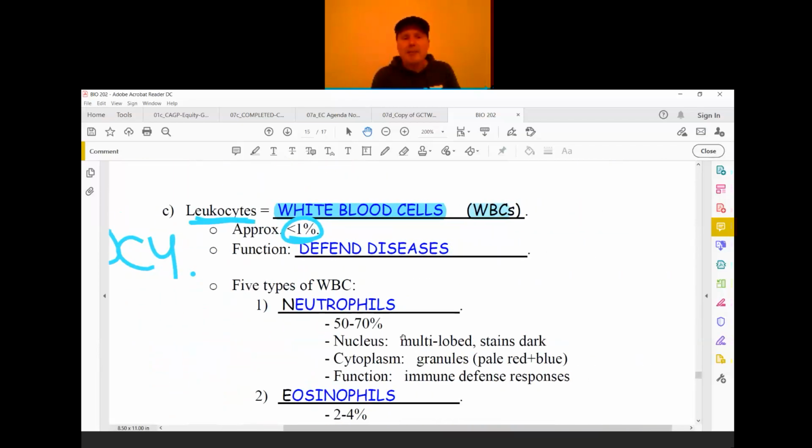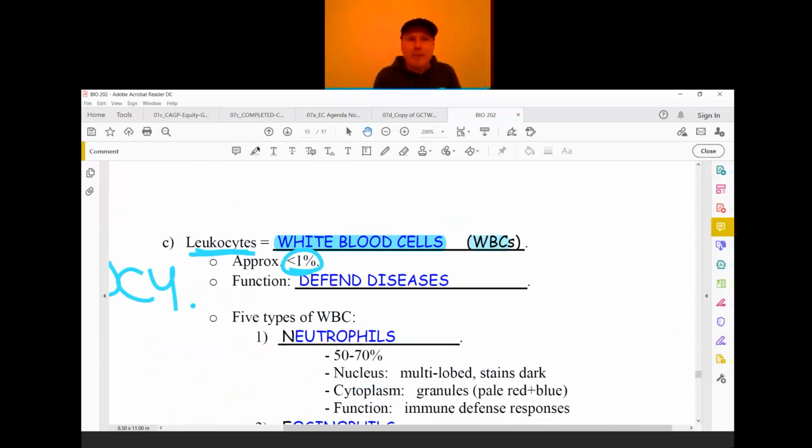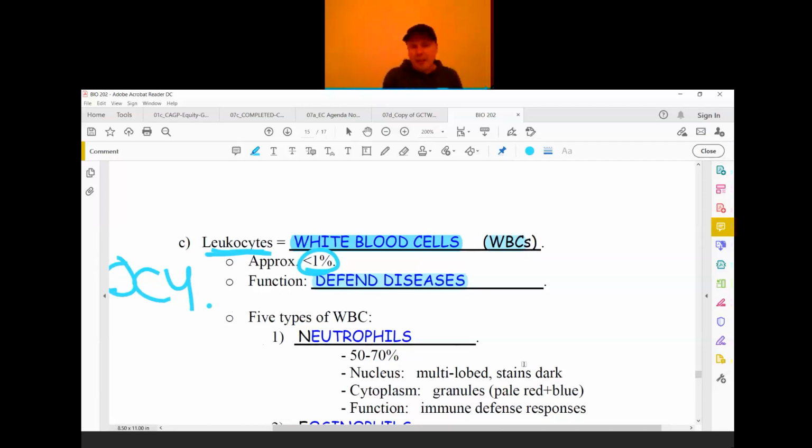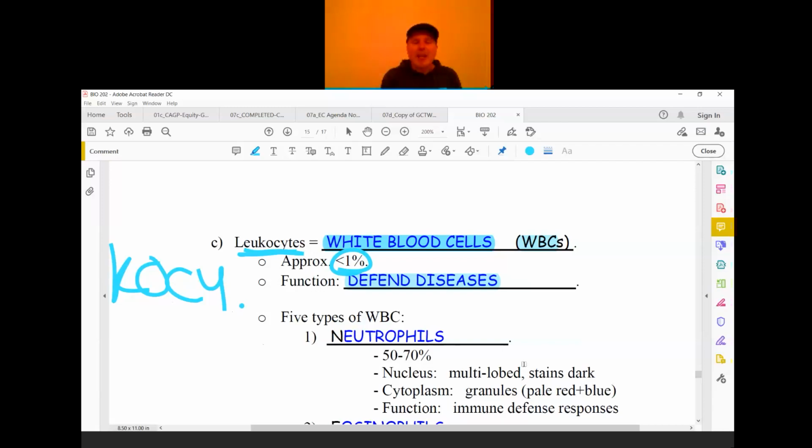Well, what white blood cells do, they protect you against various different kinds of diseases. So we'll talk about the immune system in great detail later on in this course. But at this point, all you need to know is that white blood cells are part of the immune system and they protect you against diseases. And there are going to be 5 types of white blood cells that I'm asking you to know.